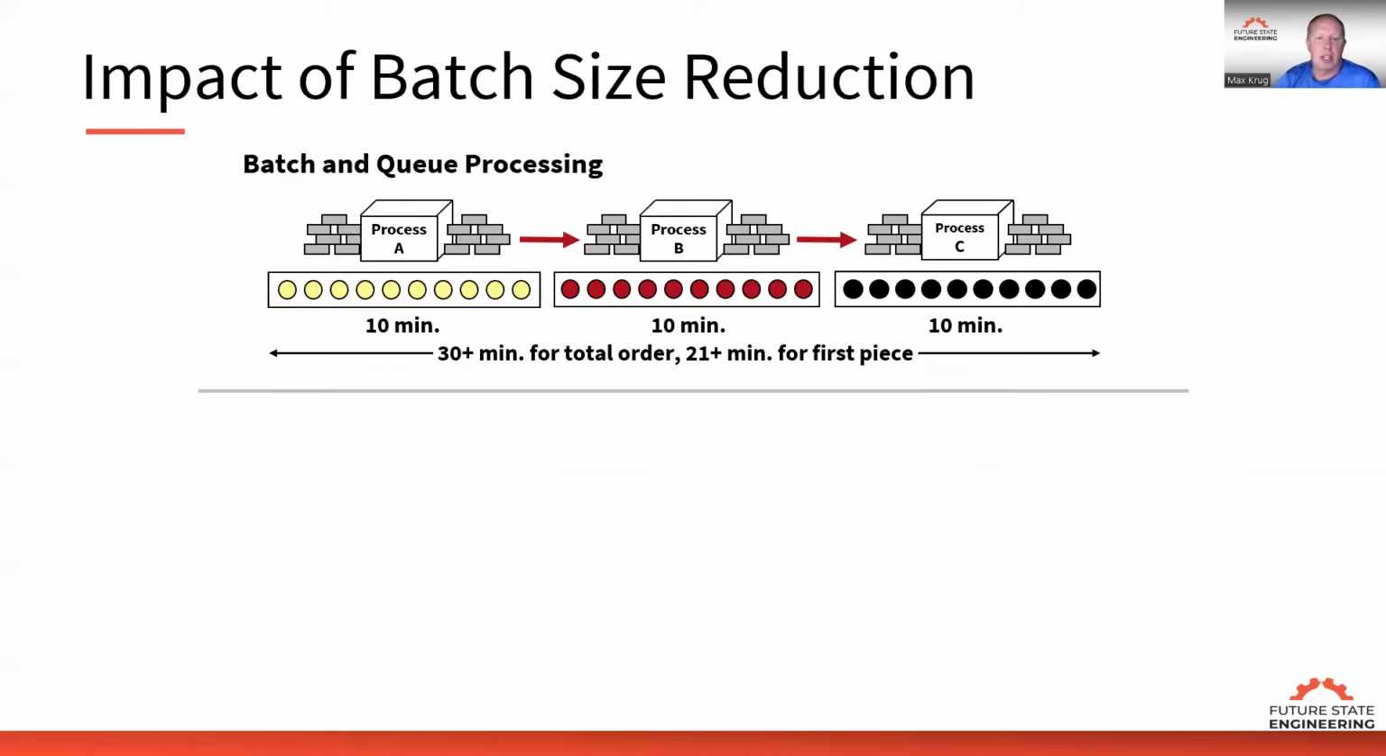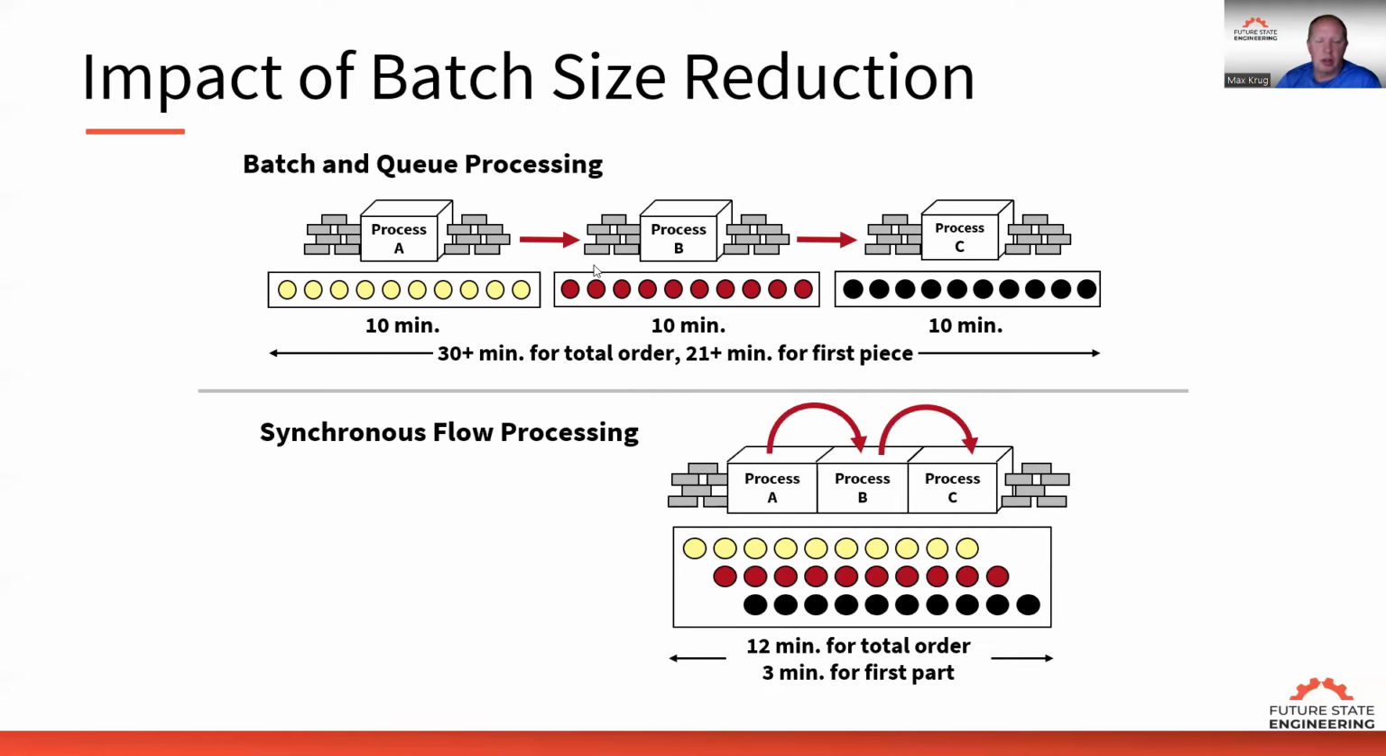Let's look at the impact of batch size reduction. In this case, we have a batch of 10 items that go through 3 process steps. It takes a minute to process each item on each process. So if we look at the total time to complete this order, it's 10 minutes on process A, 10 minutes on process B, 10 minutes on process C. So a total of 30 minutes to get this order through the system, and that's with no setup time. If we have setup time between the operations, we're going to add that to the total time. And we can see our first good piece comes out after 21 minutes. So we have 10 minutes on process A, 10 minutes on process B, and piece number one comes out after 21 minutes.